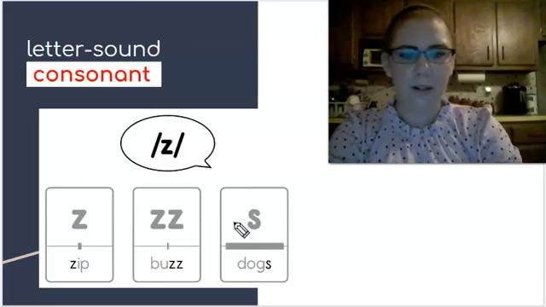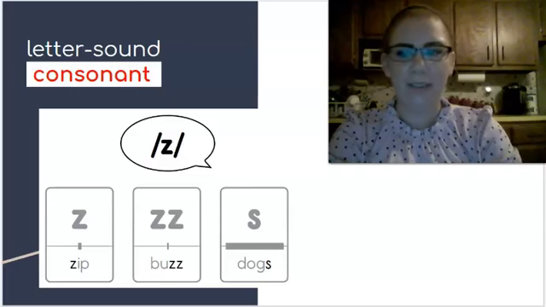But here, we have an S. We learned last year that S's sometimes say Z, like in dogs. Did you hear it? Dogs. Sounds like a Z, but it's an S. The power bar for this is pretty long. That means that common words will use the S to say Z. That might be tricky to remember.